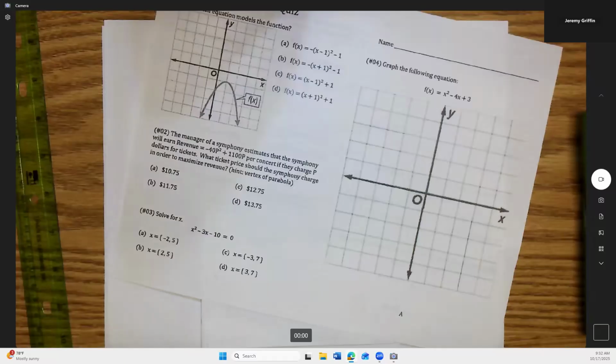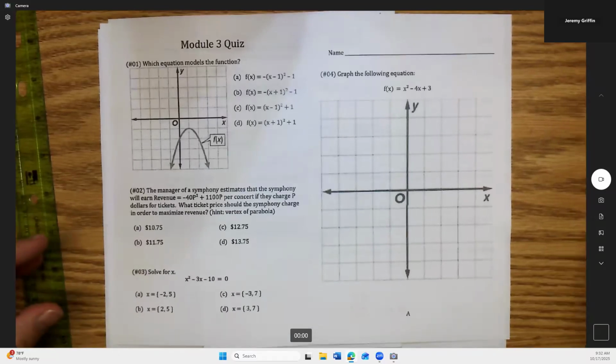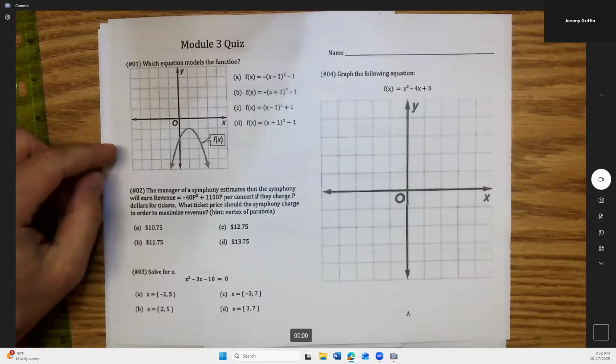Second recording. Let's do some hints here. There are a bunch of different versions, so yours might not look exactly like this.